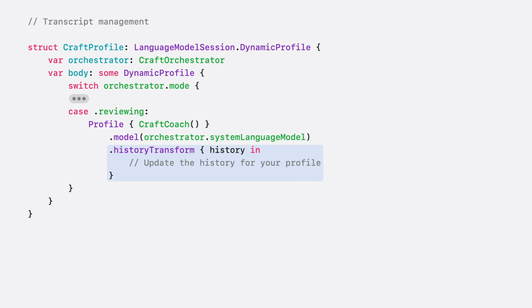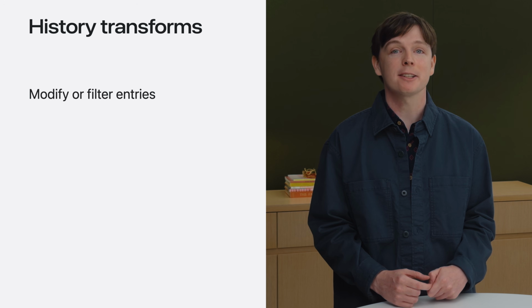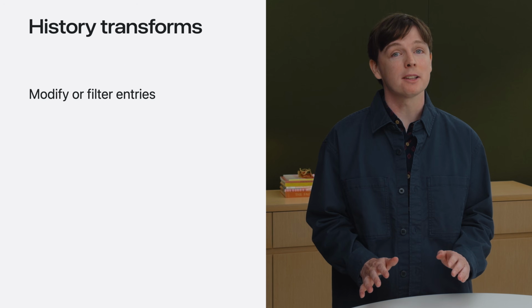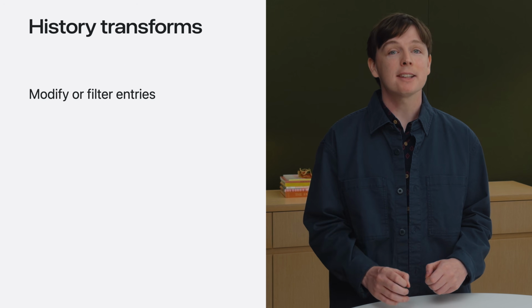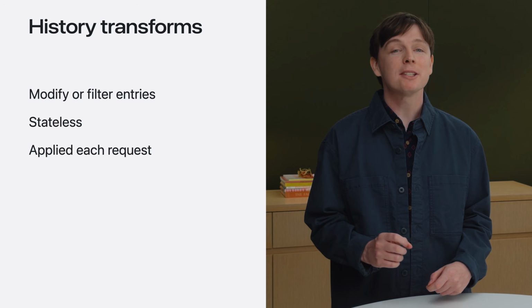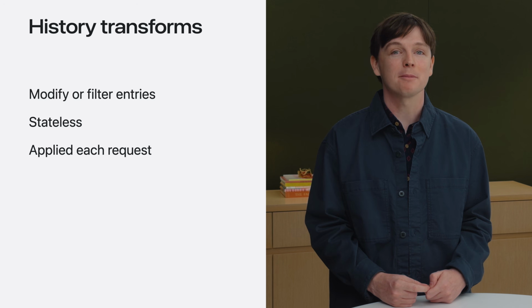History transform can be applied to a profile to transform the history prior to prompting the model. This is the opportune time to filter out entries that may not be necessary for the request. Applying a transformation on our reviewing profile helps keep the transcript within the on-device model's context size. Transforms don't permanently mutate the session's transcript. Instead, they're local transformations applied prior to prompting the model. This means you don't need to worry about losing context that may become relevant at a later point.